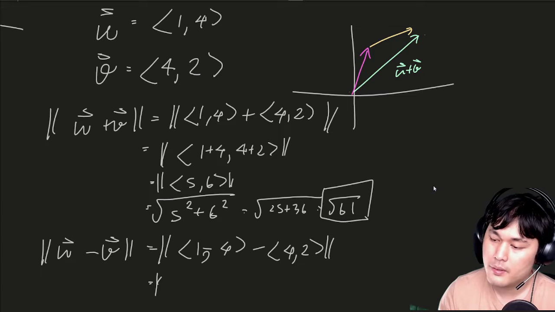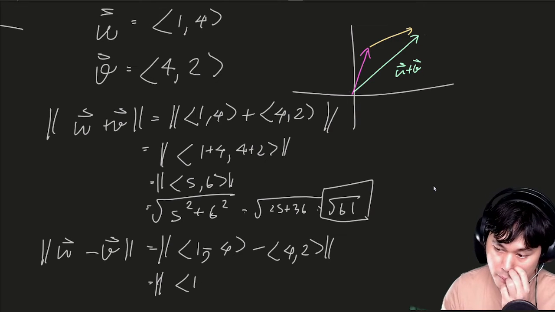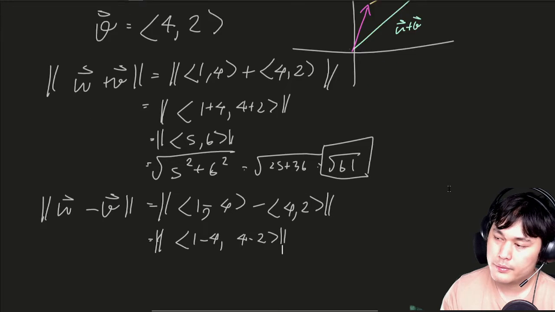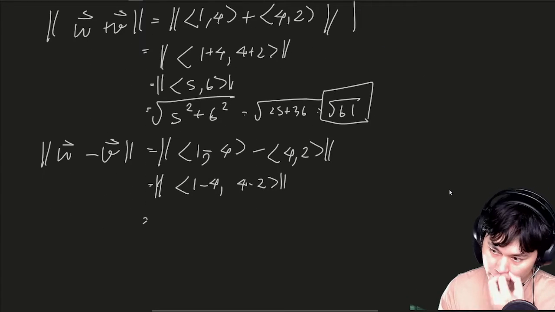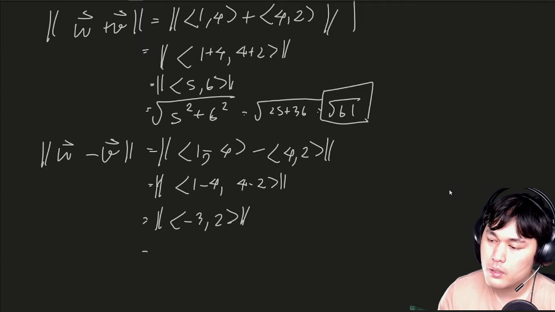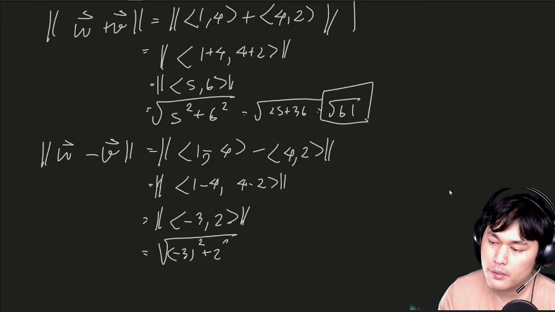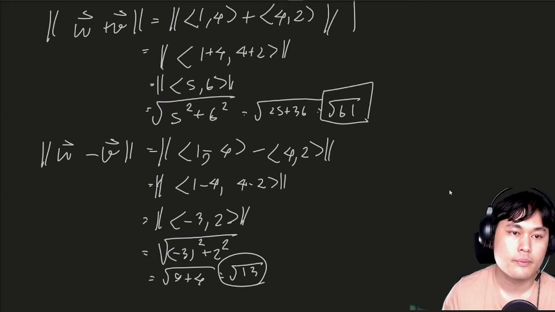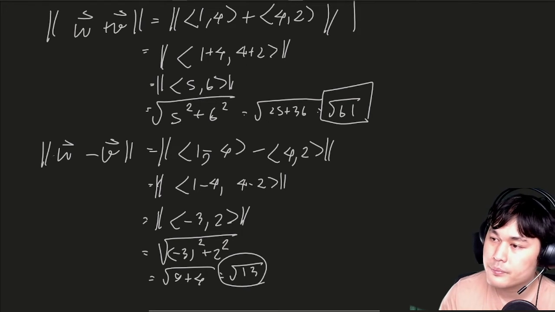I just find the difference first. This will be 1 minus 4 and 4 minus 2. And this gives you minus 3 and 2. The length is square root of minus 3 squared plus 2 squared, which is square root of 9 plus 4, so square root of 13. That's the length of the difference.